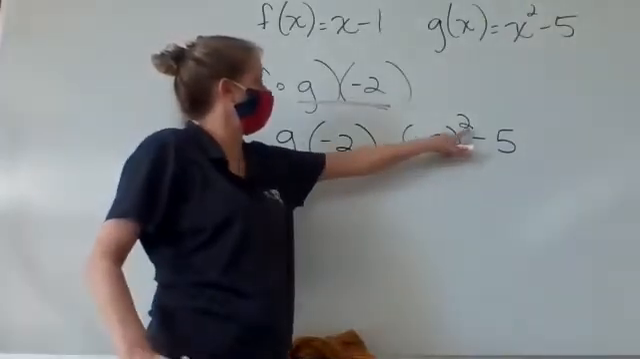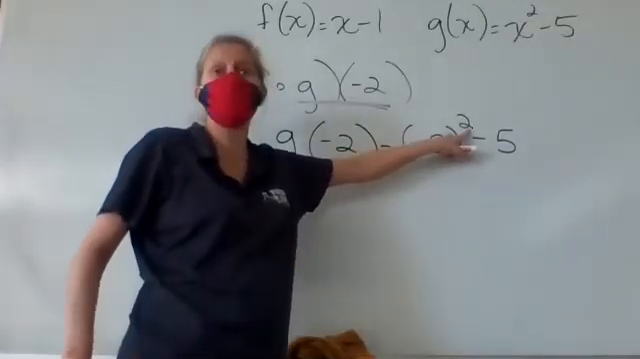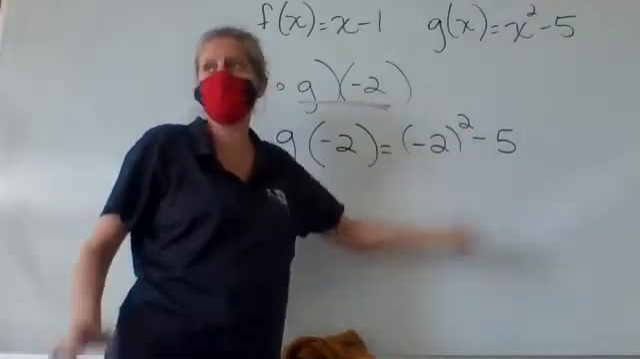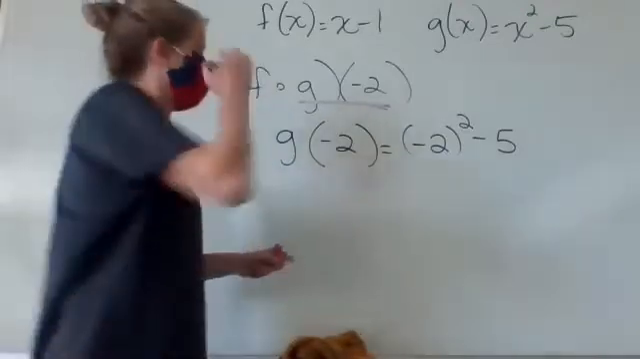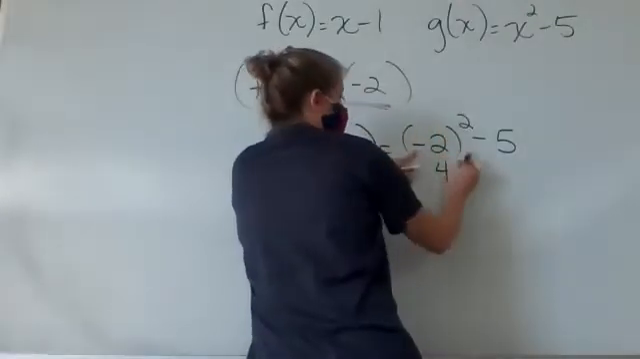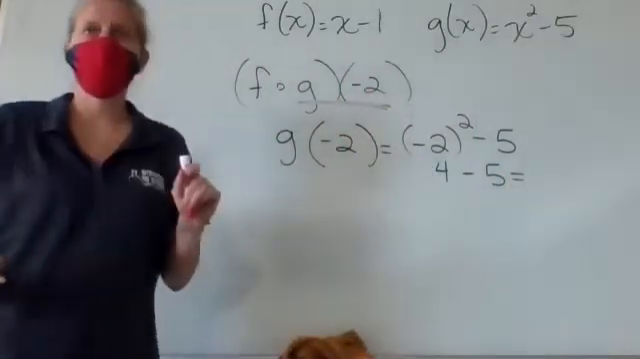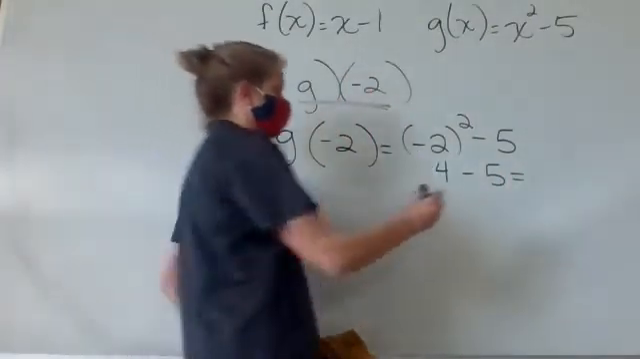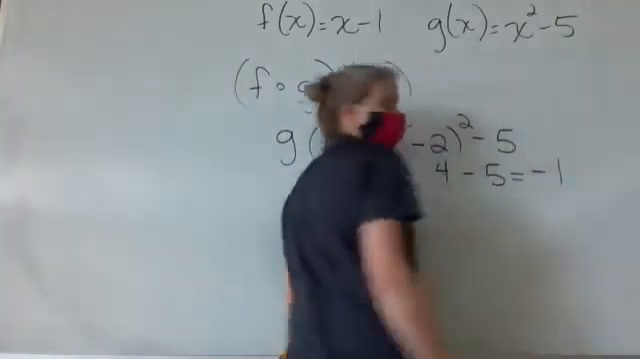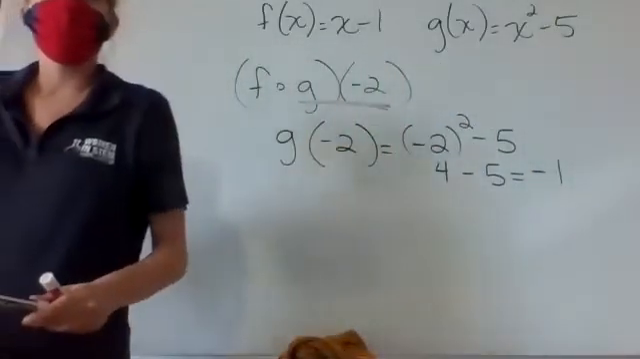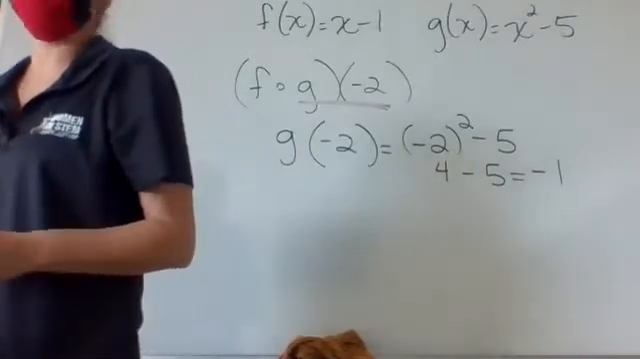Negative 2 squared gives me positive 4, right? Because if you multiply negative 2 times itself, you get positive 4. Bring down that minus 5. And then do the 4 minus 5 to get negative 1. So that's half the problem.